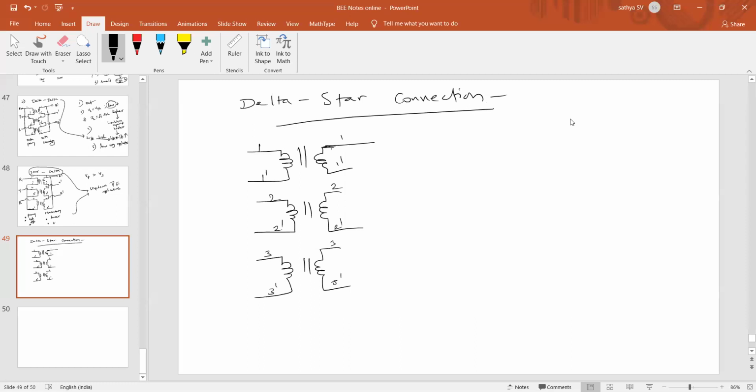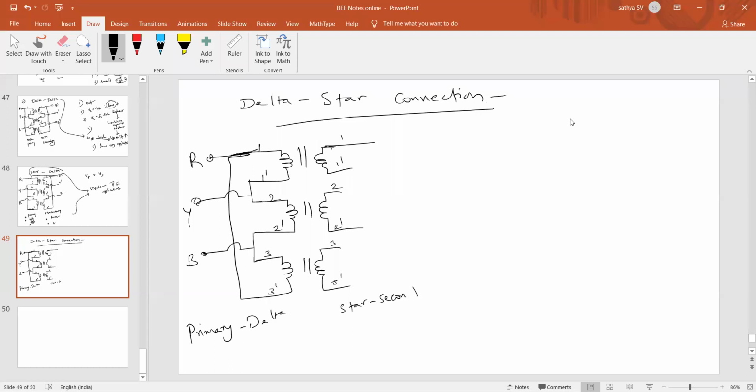Right. Now tell me, primary side is delta. What are the points I need to connect on the primary side? 1-2, 1 dash 2, good. 2-3, 2 dash 3. 3-1, 3 dash 1. Right. Now tell me on the secondary side. As a star: 1 dash, 2 dash, 3 dash.